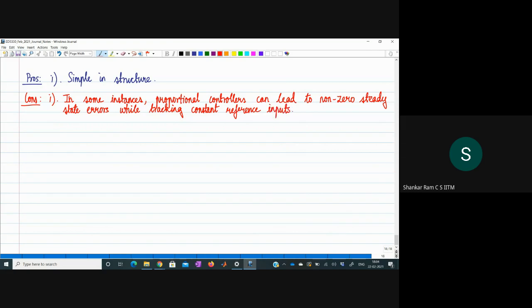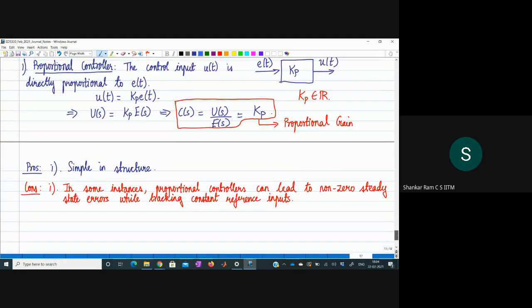In summary, a proportional controller is a very simple, straightforward controller. It is the first controller that one could try out. It's a one parameter controller. Why are we calling it a one parameter controller? Because there is only one parameter, Kp, the proportional gain, that one needs to look at. It's a simple structure and easy to implement. So now let's look at the second block.